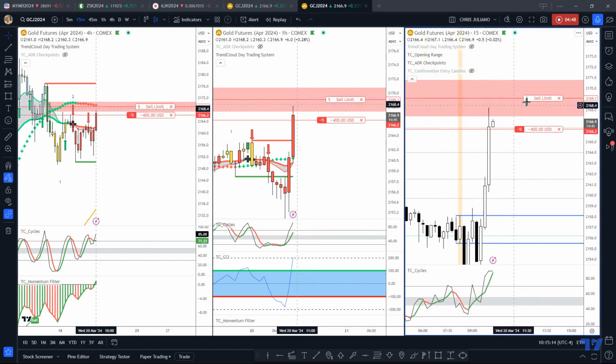Pulling back into this area, if we hit there, hey, great, we'll have 10 contracts.